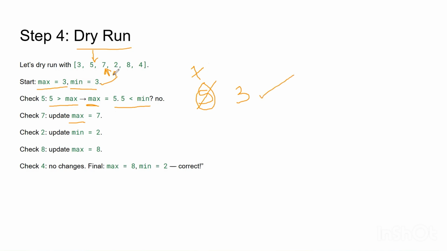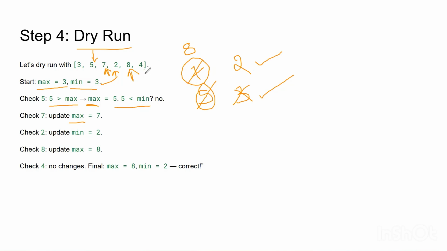So now 2. Is 2 greater than 7? No, it is not. So the maximum value will be 7 only. Is 2 less than 3? Yes, it is. So now the minimum value will be updated to 2. Next element 8. Is 8 greater than 7? Yes, it is. So we update the maximum element to 8. Is 8 less than 2? No, it is not. So minimum value will still be 2.